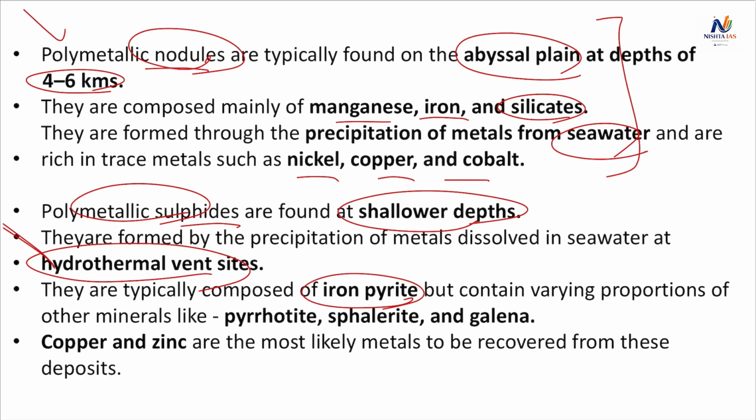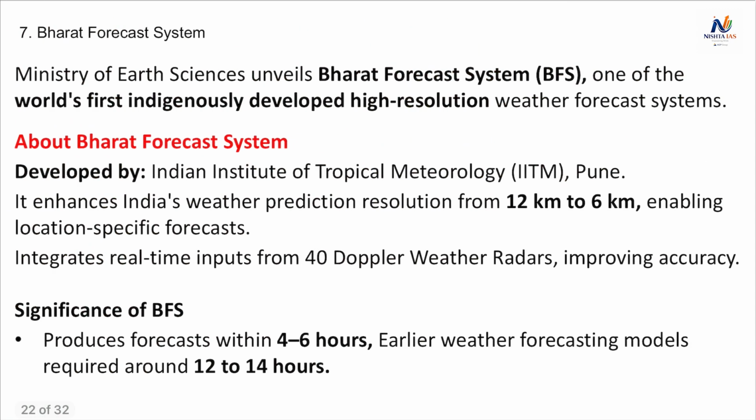And they are typically composed of iron pyrites, but contain varying proportions of other metals like pyrrhotite, then fluorite and galena. And copper and zinc are the most likely metals to be recovered from these deposits. So remember, for the polymetallic nodules, nickel, copper and cobalt, and for the sulfides, copper and zinc.